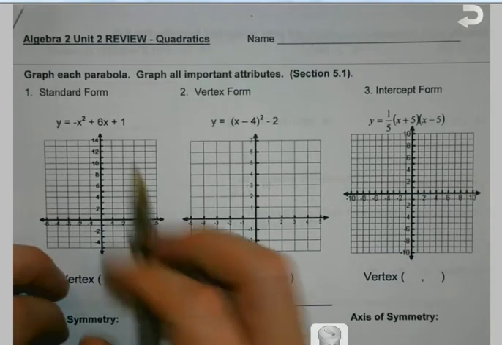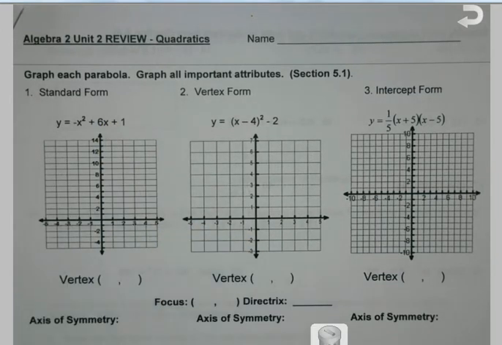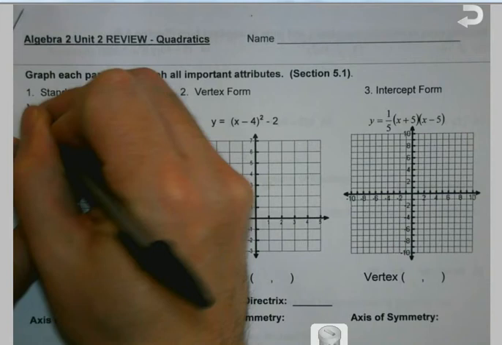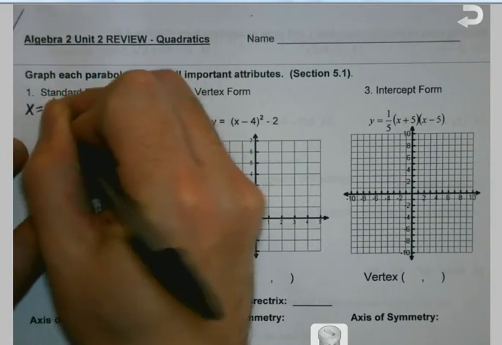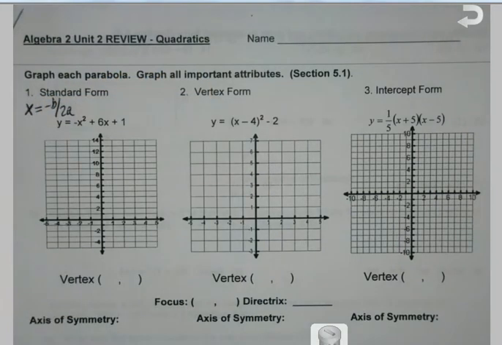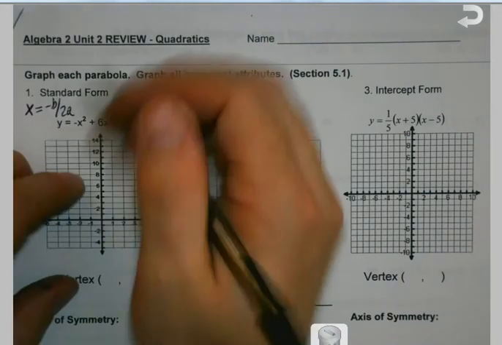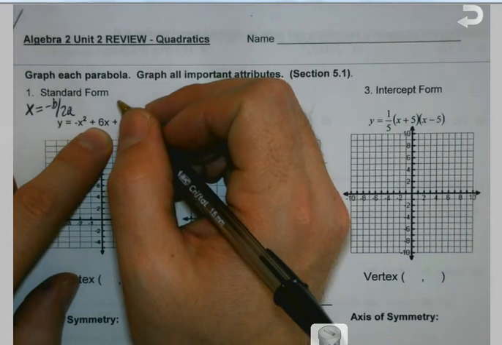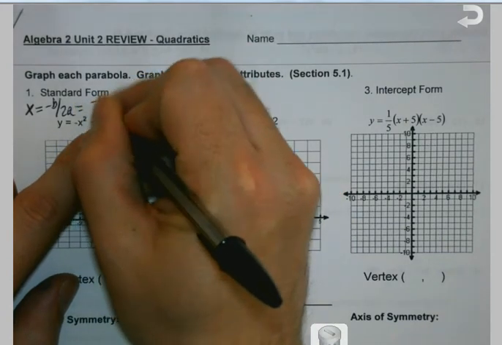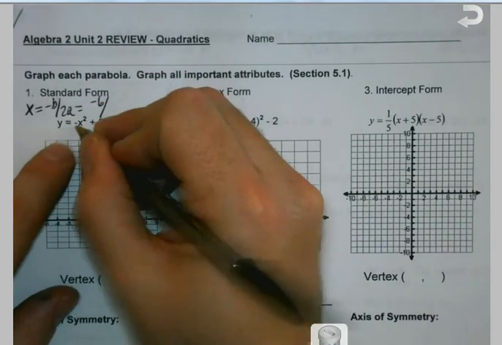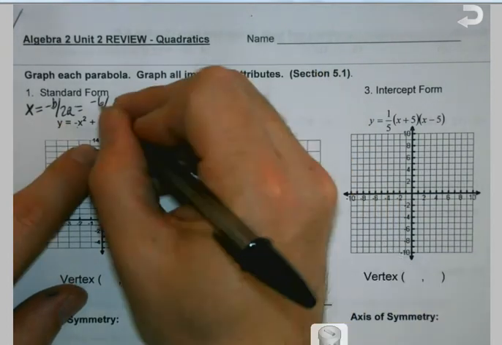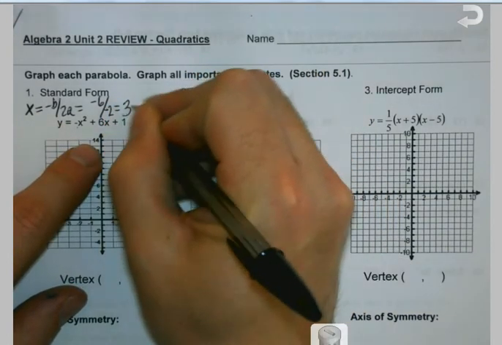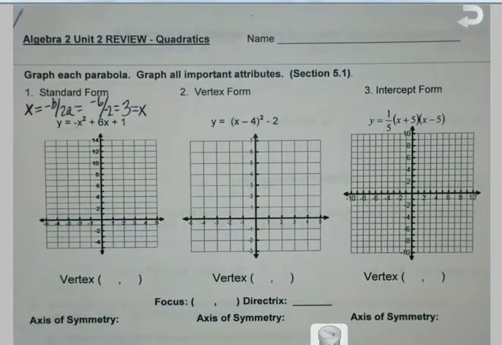Okay, graph each parabola. Now, when we're getting here, if it's in standard form, notice not able to be factored. So whenever that happens, I need my vertex first. Negative b over 2a. That hasn't changed. Remember, the opposite of b. My b here would be 6, so we'd have negative 6 over 2 times a. My a is negative 1 since that negative's there. So 2 times negative 1 would be negative 2. And my x value ends up being 3.